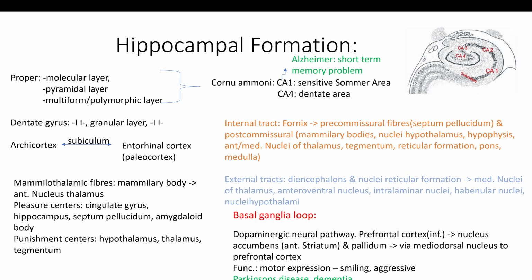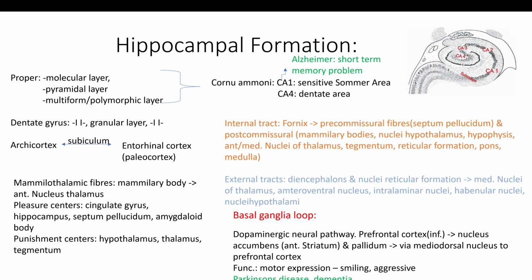There's then the cornu ammonis with 4 different areas, CA1, CA2, CA3, CA4. CA1 is most sensitive to insufficiency, known as Sommer's area. CA4 is known as the area dentata. There's like an internal and external pathway.